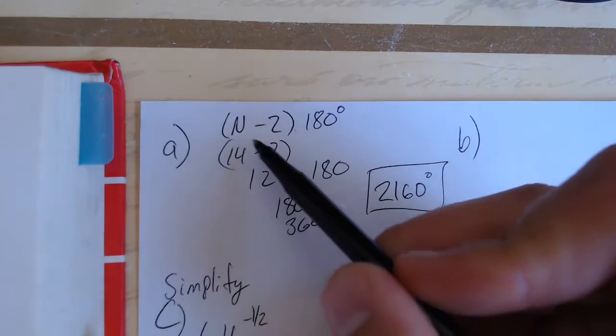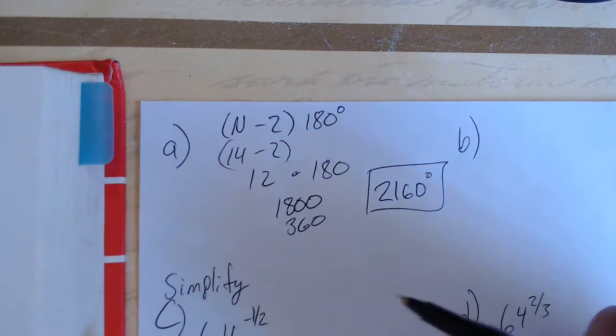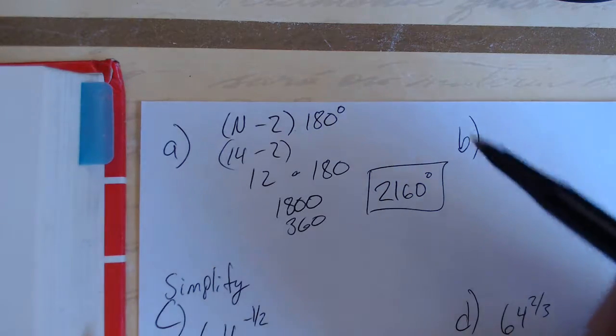We just have to remember this equation: number of sides minus 2 times 180. And that is for interior angles only. Now, practice B is kind of a trick question.